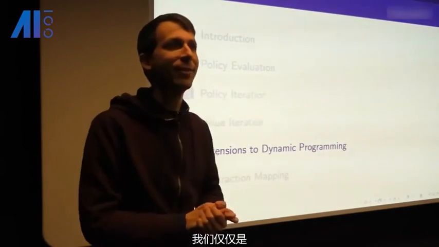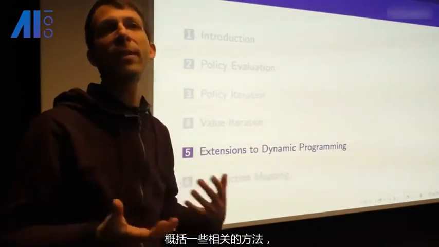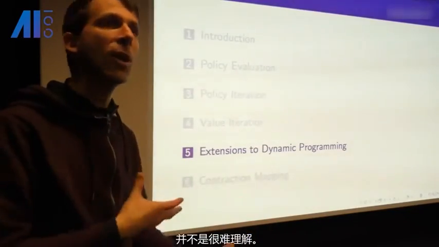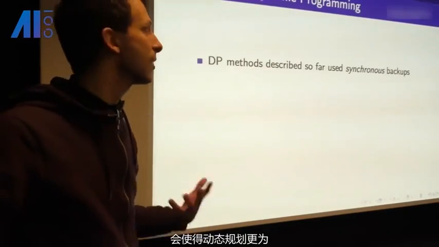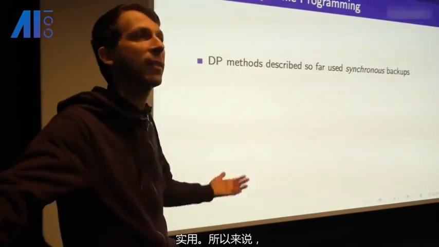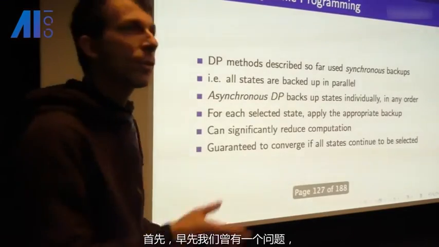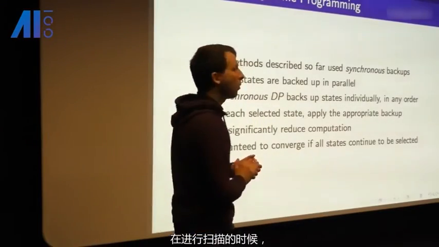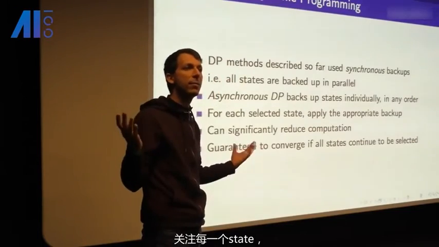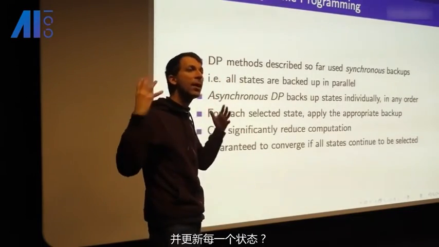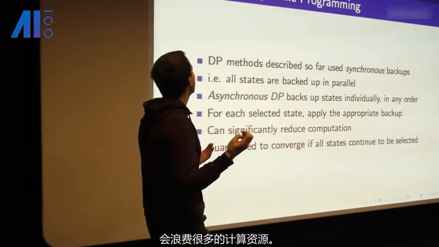So let's do that. This is just to outline some of the ways in which you can take this machinery. These are really common. It's not like these are esoteric things. These are some of the things that people do in practice to make dynamic programming more practical, so there is a good set of things to know about. First of all, there was the question earlier: do you have to look at every single state and update every single state in each sweep of your algorithm? And the answer, of course, is no. Often that's wasting a lot of computation.